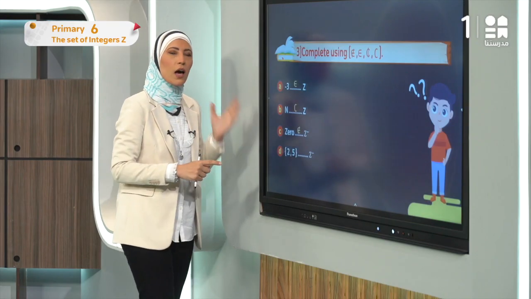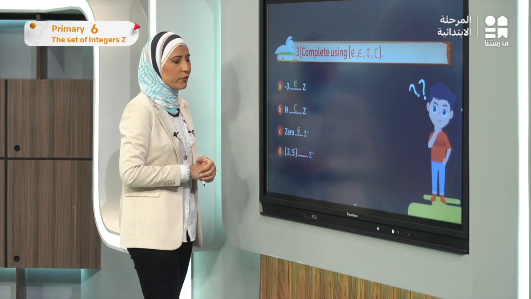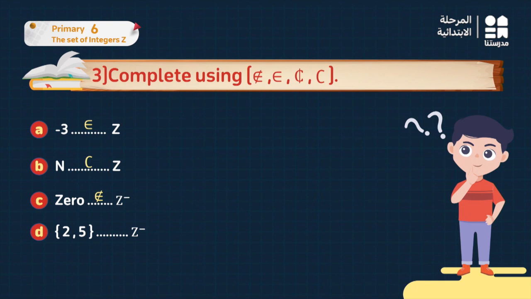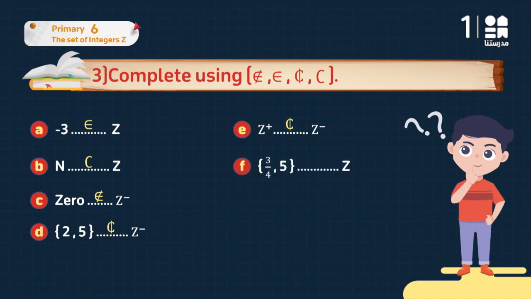because 0 is neither positive nor negative. 2 and 5 with z negative: 2 and 5 are in braces. So I can say 2 and 5 subset or not subset of z negative. Of course they are not a subset of z negative. Why? Because they are positive integers. So they are not a subset of the z negative. Z positive subset or not subset of z negative? Of course not a subset, because the positive integers and the negative integers are not subsets of each other.